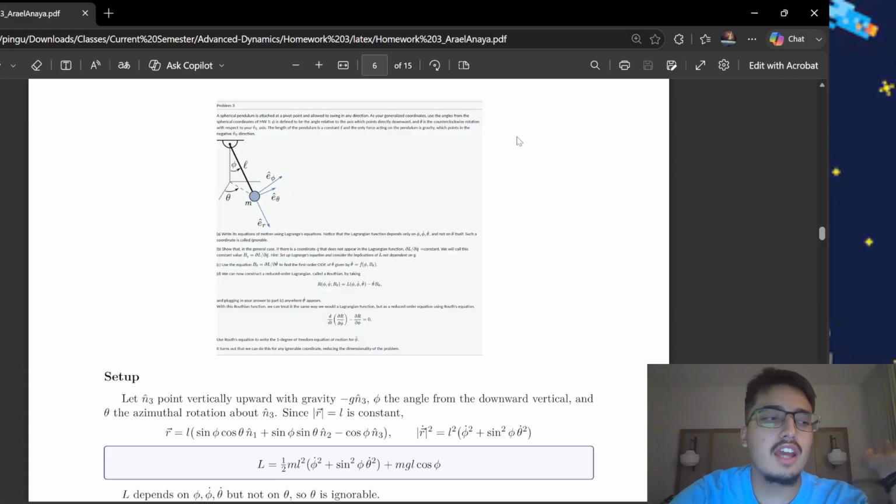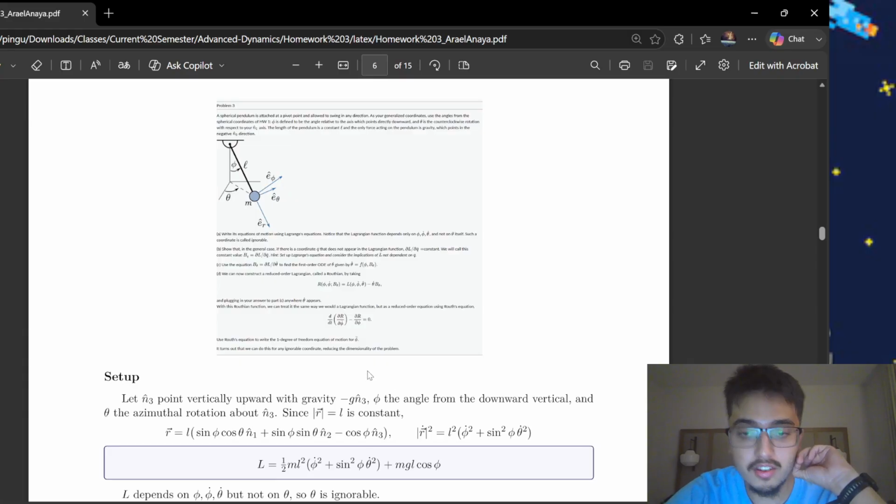We know sine of 0 is 0 and cosine of 0 is 1. So if the phi component is off, then the vector points completely in the n1 direction, and vice versa. When the phi component is on, then we're pointing directly in the n3 direction.